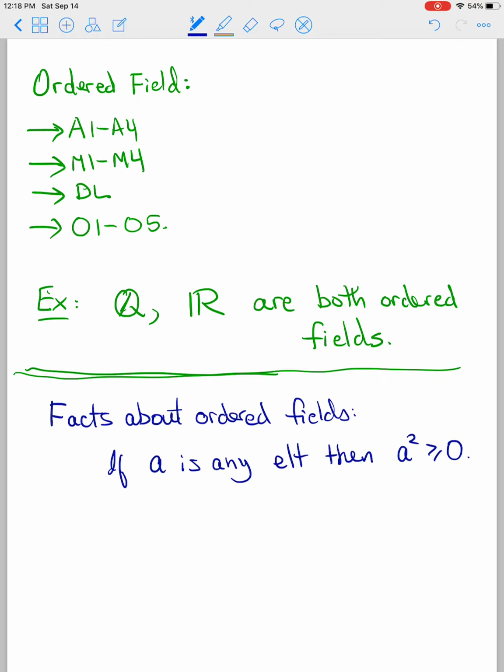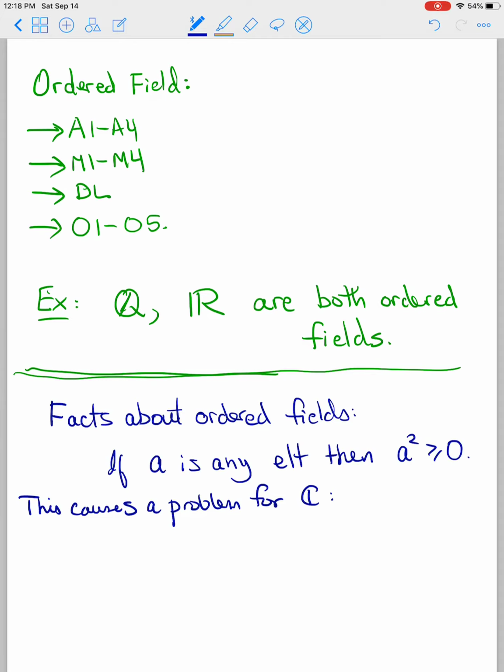And I'm going to prove this in a few minutes. But I want to show why this causes a problem for the complex numbers. So this causes a problem for complex numbers. And you might want to pause the video and see if you can see why.